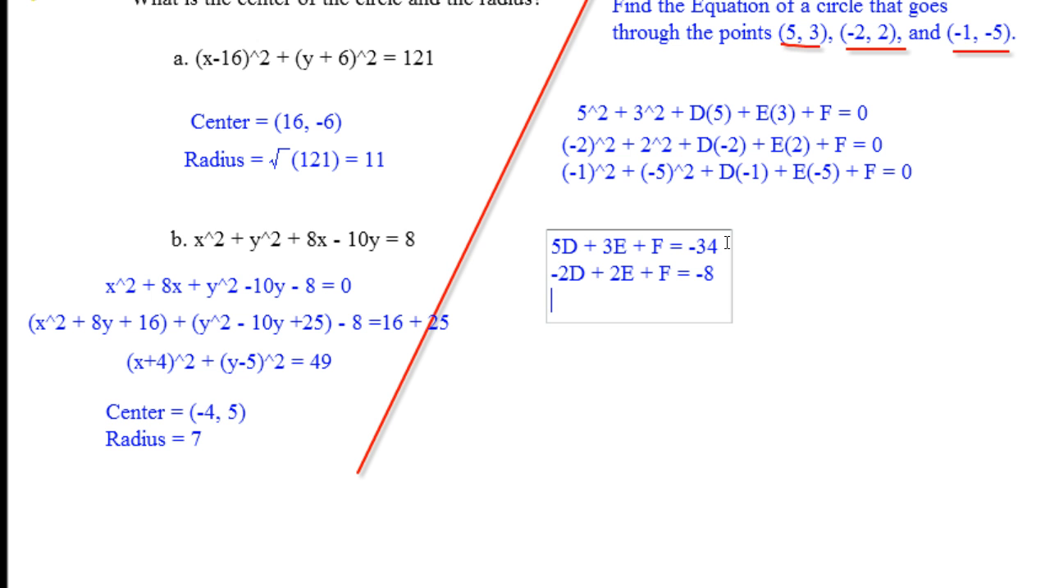Okay, and then this is going to be a negative d minus 5e plus f equals, okay, so this is going to be 1, this is going to be 25, so this is going to be negative 26.